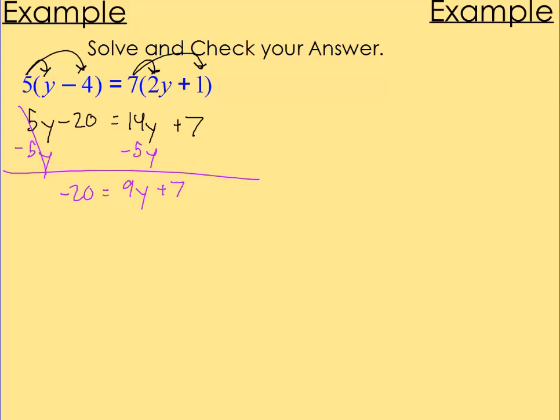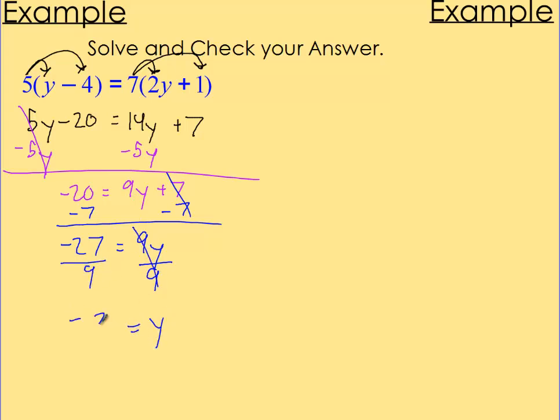And the next thing, to isolate the y, it's either get rid of this 9 times y or the plus 7. And I want to add and subtract first, so I'm going to subtract 7 first. So these will cancel. I get 9y equals negative 27. And the last step, I get rid of that 9. I'm going to divide by 9 on both sides. And these cancel. I get y equals negative 3.